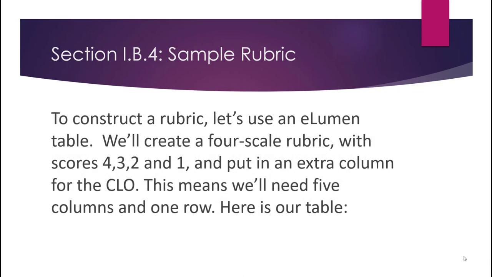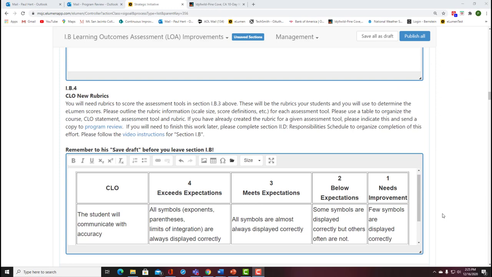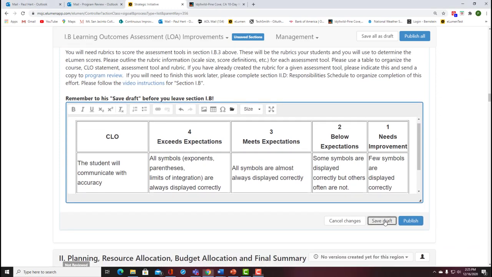To construct a rubric, let's use an Illumin table. We'll create a 4-scale rubric with scores 4, 3, 2, and 1, and put it in an extra column for the CLO. This means we'll need 5 columns and 1 row. Here is our table. Remember to hit Save Draft.